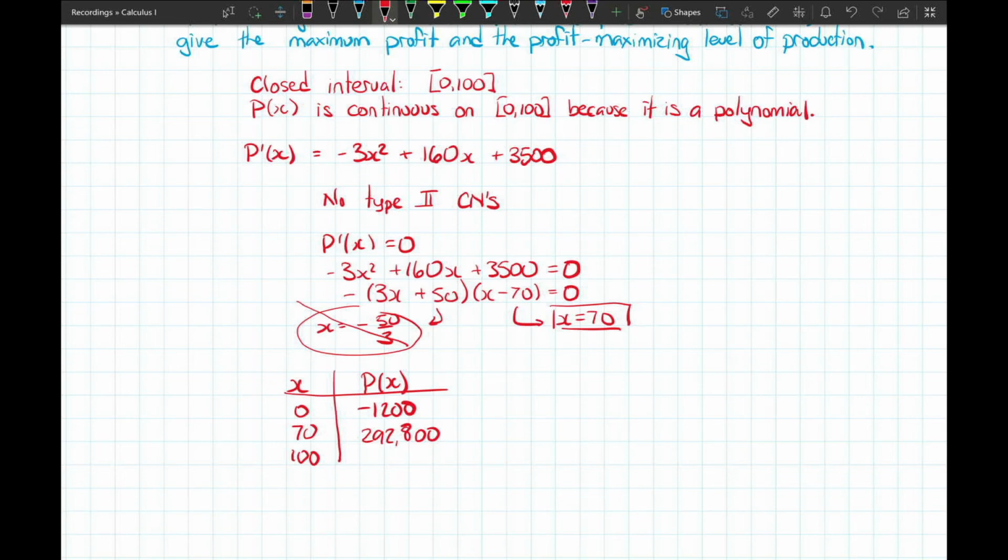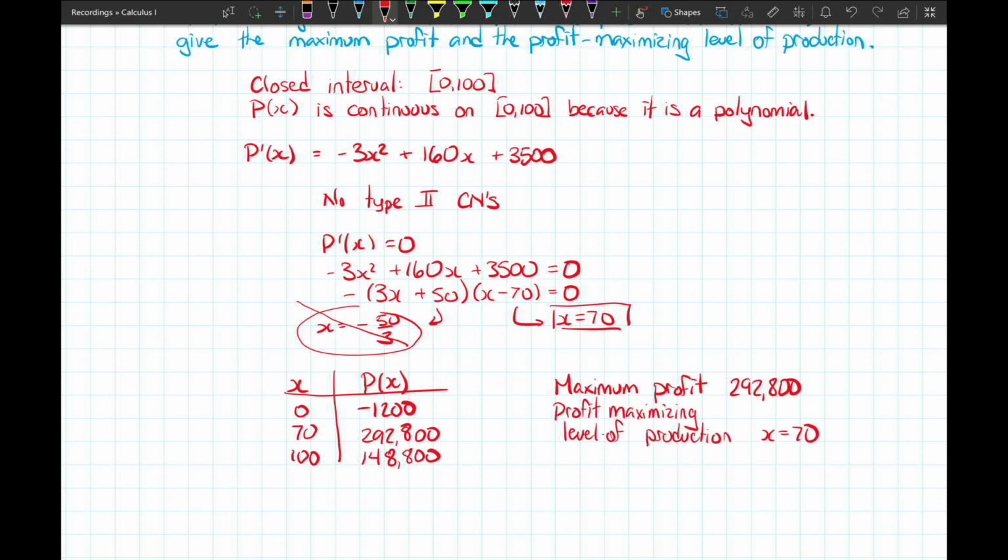At a level of production of 70 widgets, we have 292,800. We'll assume this is in dollars. And let's see what happens if we make the maximum level of production, a full 100 widgets. You can see that we still make a substantial amount of profit, 148,800, but it's not nearly as good as only producing 70. So the maximum profit is 292,800, and the profit maximizing level of production is x equals 70 widgets.